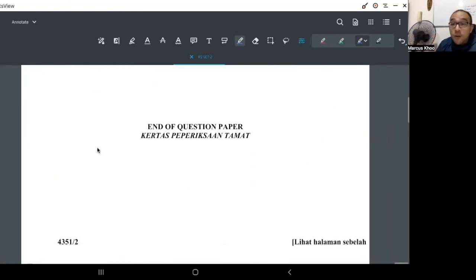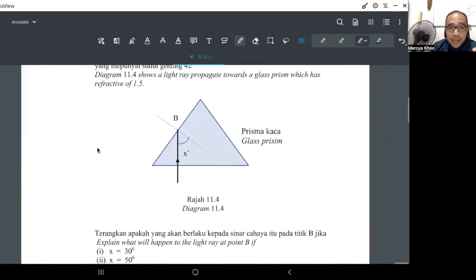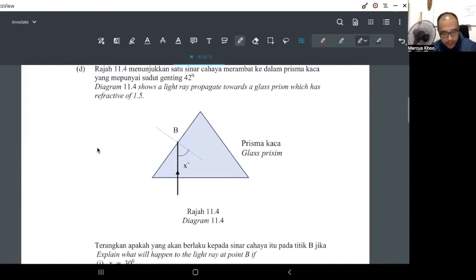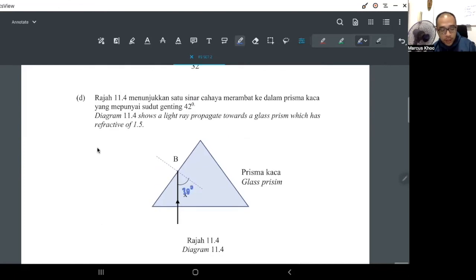Oh, sorry. One more question. Oh, dear. Okay, this one. Explain what happens. So the light propagates here. If the light ray at point B, if this is 30 degrees. Okay, so this question is very strange. In Malay, dia sudah bagi the sudut genting. And in English, it gives a refractive index of 1.5.